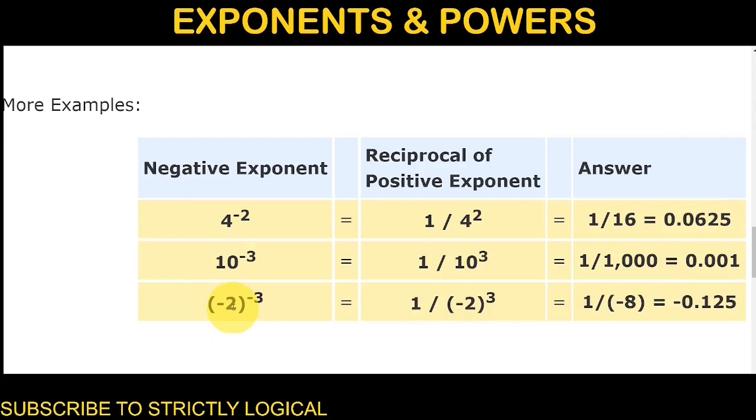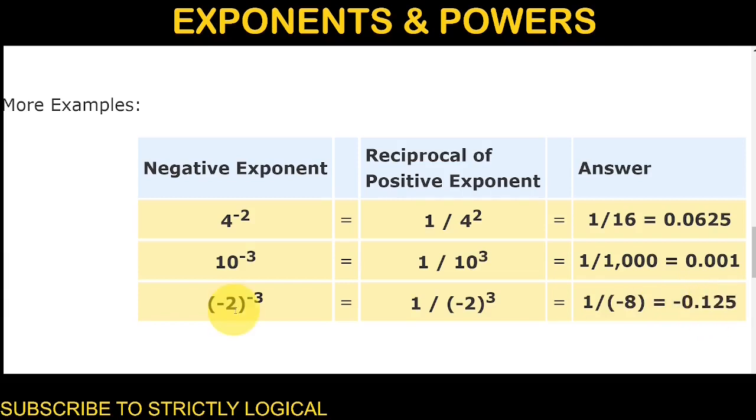This time base and exponent both are negative. First of all, you have to make the power positive by taking the reciprocal of the number. This can be written as 1 upon minus 2 to the power 3, which means 1 by minus 2 into 1 by minus 2 into 1 by minus 2, which is equal to 1 by minus 8. That is equivalent to minus 0.125.